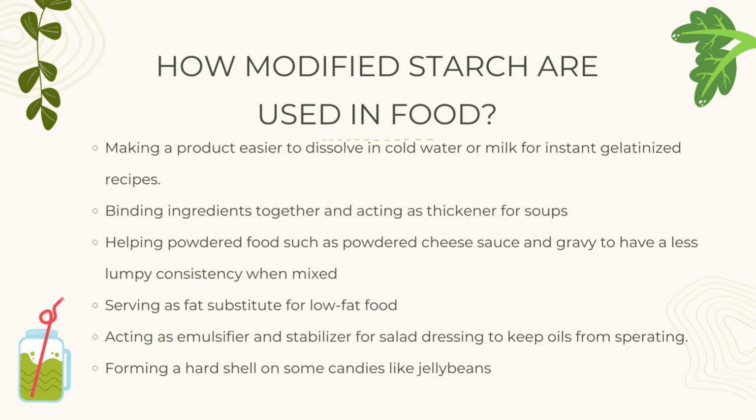Modified starch is used in food in several ways. By making a product easier to dissolve in cold water or milk for instant gelatinized recipes, binding ingredients together and acting as thickener for soups, helping powdered foods such as powdered cheese sauce and gravy to have a less lumpy consistency when mixed, serving as fat substitute for low-fat food, acting as emulsifier and stabilizer for salad dressing to keep oils from separating, forming a hard shell on some candies like jelly beans, and producing food with longer shelf life.